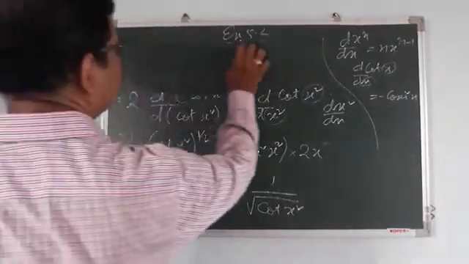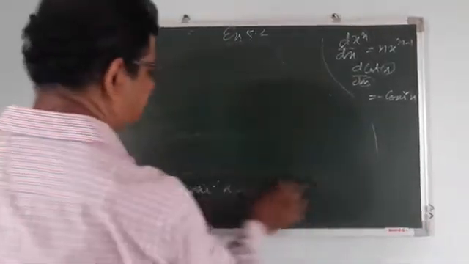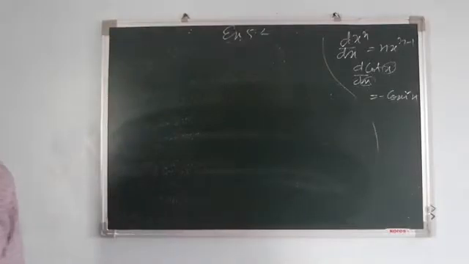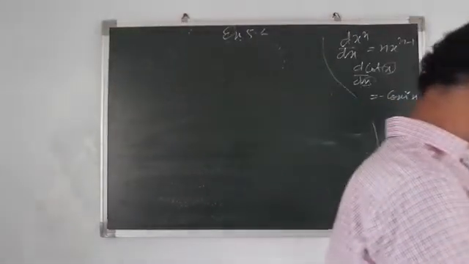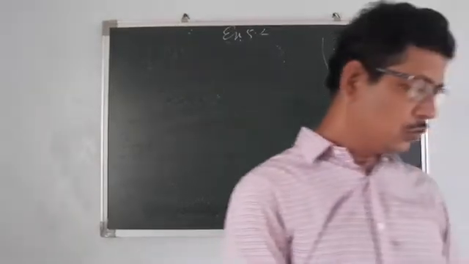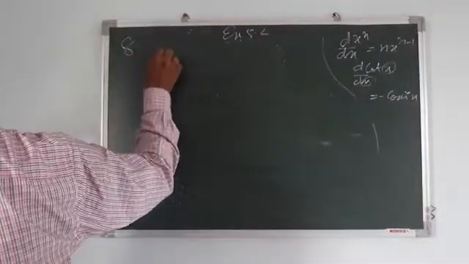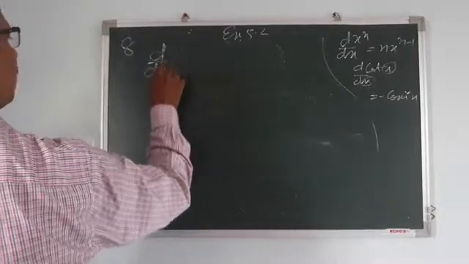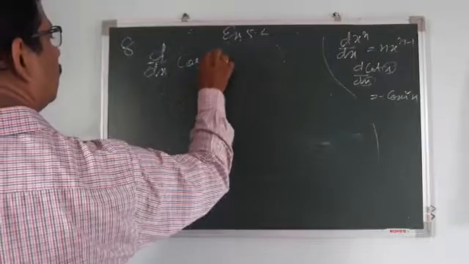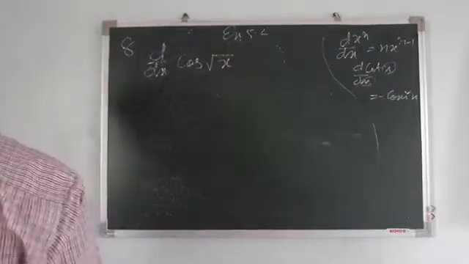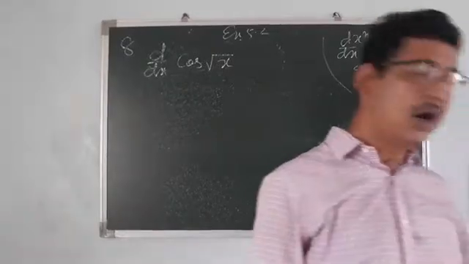Now we will do question number 8. Question number 8 is like that. Cos root x. So this is our question number 8. What we have to do? Differentiation of cos root x. We are going to do this sum. How to do this one?